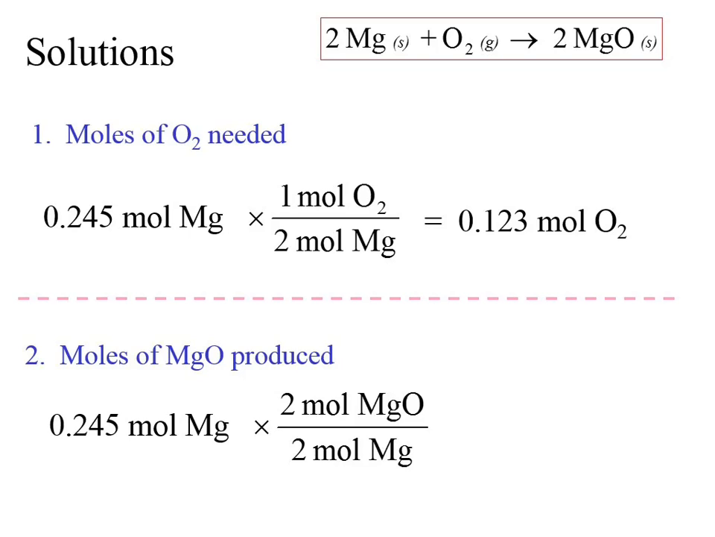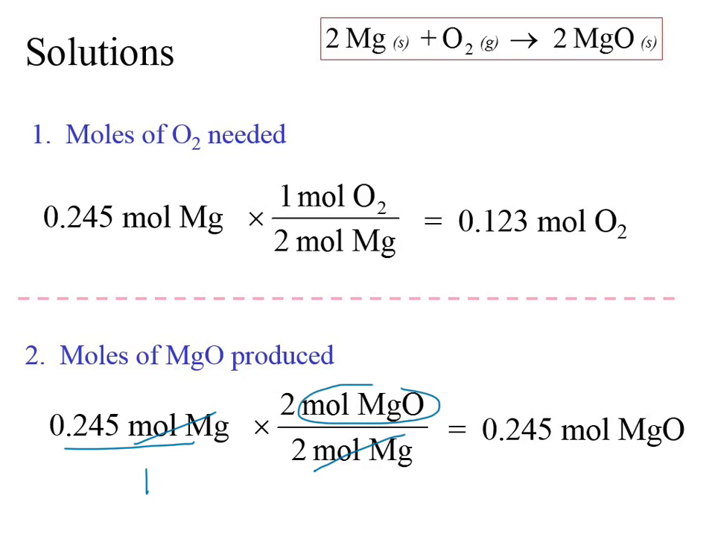And yes, you get the same number, right? But as silly as it may seem, I'm going to have to see you work it this way. This is the whole thing of factor label method, is that the labels factor out, the units factor out. So moles of magnesium cancel. We're left with moles of magnesium oxide, and that's it.